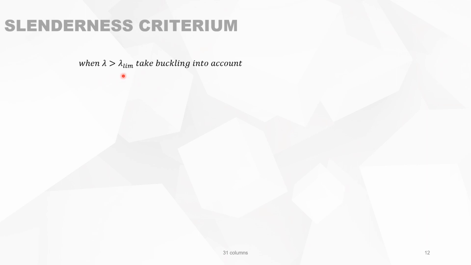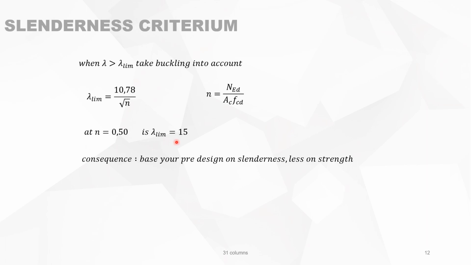When lambda is bigger than lambda limit, then we have to take buckling into account. It means that lambda limit in the most general case is equal to this formula. n was this. And then at n equals 0.5, half, then the lambda limit is 15, like we just said in the previous slide.